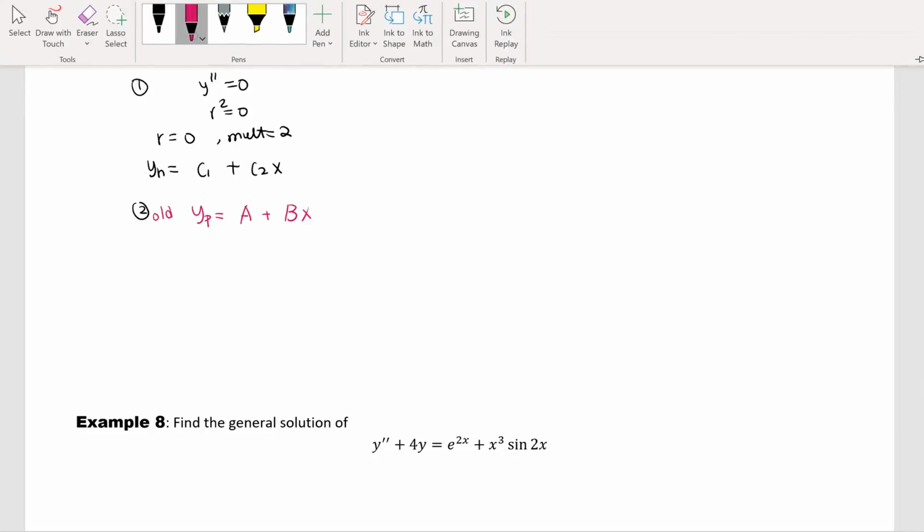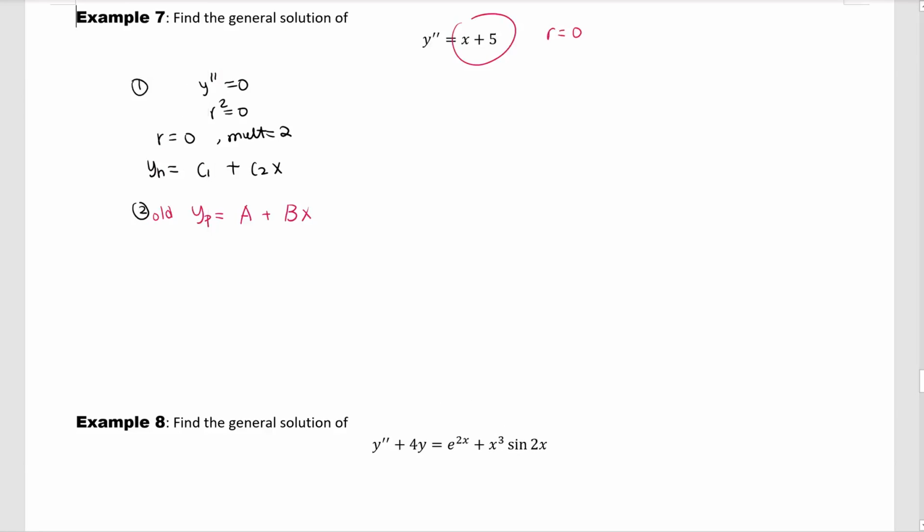Next, we want to have the new yp, which is our original yp times x to the multiplicity, which is 2. So the multiplicity of the corresponding root is actually 2. So we have ax squared plus bx cubed. You can see here we only have 2 constants. So don't put cx plus d there. No. We only have 2 unknowns to solve. So let's continue.